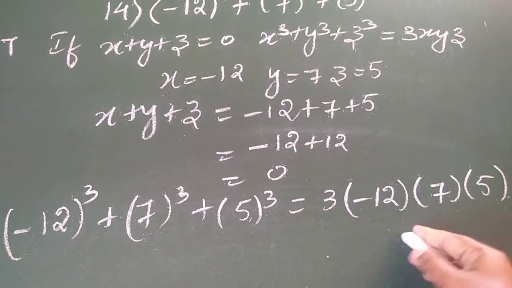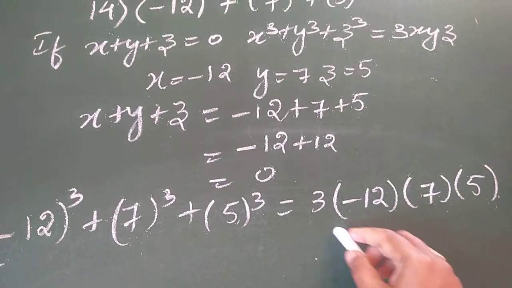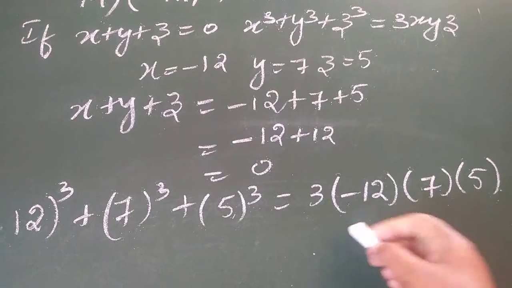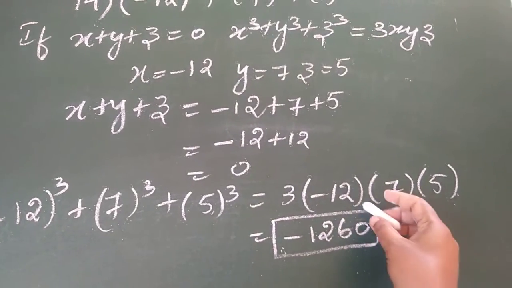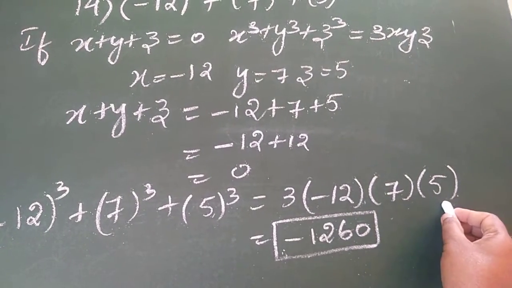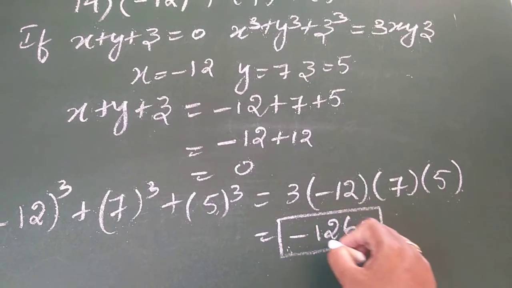So I have replaced x, y, z in my identity. Now I should simply multiply this, and I will get the answer. That's all. So I have just multiplied 3 into 12 into 7 into 5. As minus sign multiplied with plus sign is minus, so I have kept it as it is.